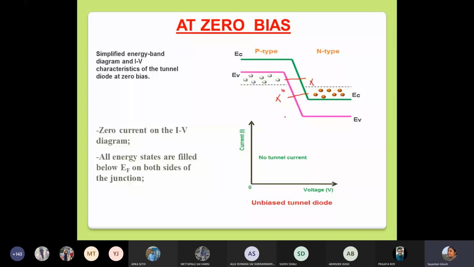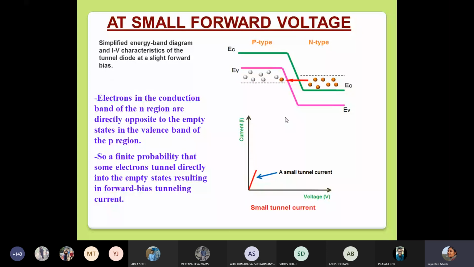They cannot see the empty states available for them. So holes are empty states for electrons and electrons are empty states for holes. They cannot see those states yet. So now what happens if I apply a small forward voltage?